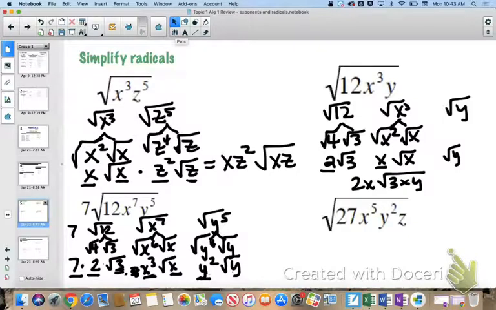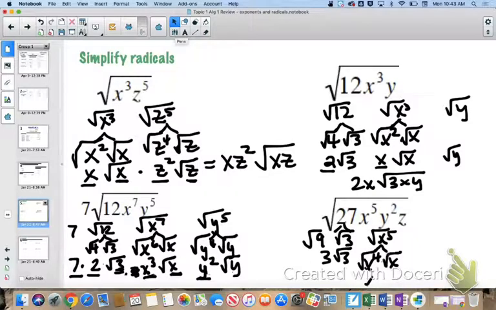problem. All right, so with 27, you have 9 times 3. Square root of 9 is 3, so that's going to be 3 root 3. With x to the 5th, remember that one breaks down. The next even number down will be x to the 4th times x. Square root of x to the 4th is x squared times x. And then with the square root of y squared, that's just y.